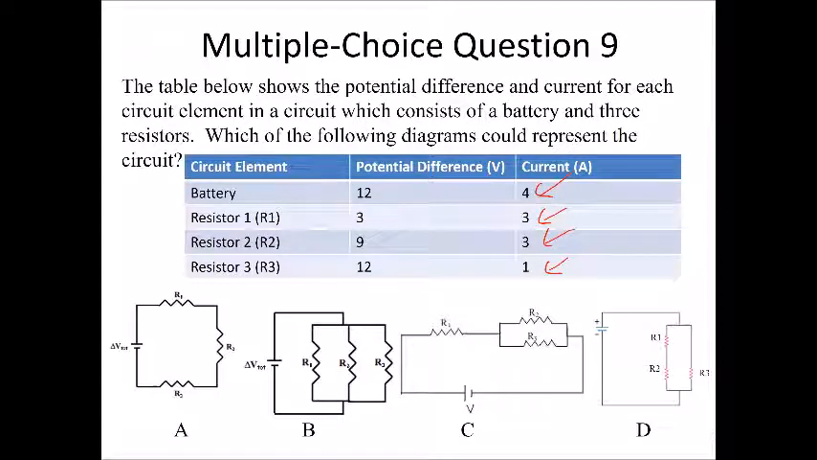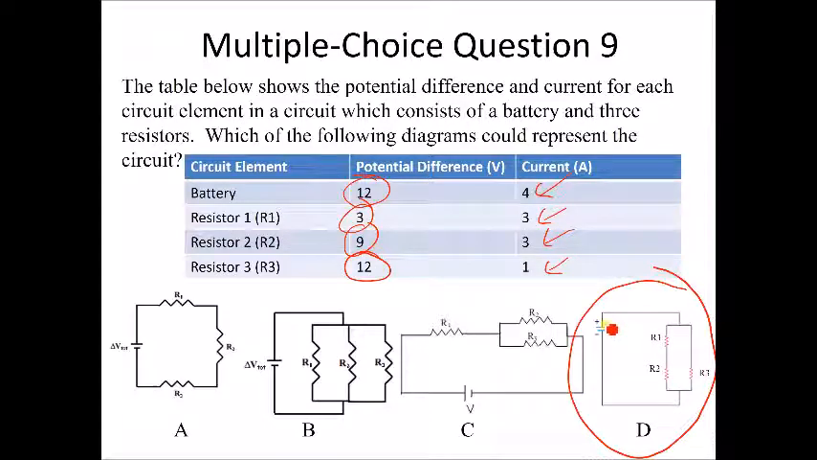The battery potential difference is 12. Notice it's 3 and 9 for 1 and 2. Those add up to be 12. And the value across resistor 3 is 12, the same as the battery. Well, you probably figured this out by elimination, that our answer has to be D.